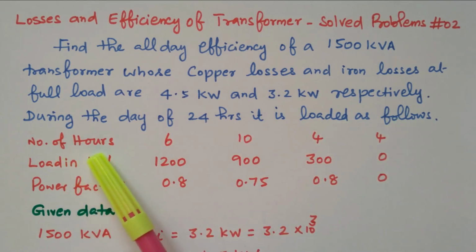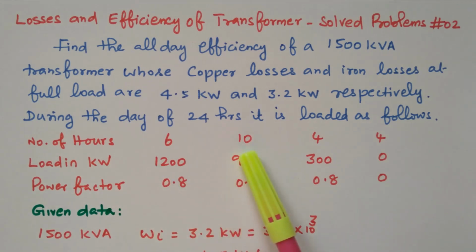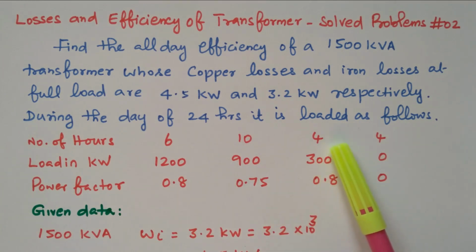The table gives the number of hours, load in kilowatt, and power factor. For 6 hours, the load is 1200 kilowatt with power factor 0.8. For 10 hours, the load is 900 kilowatt and the power factor is 0.75. For 4 hours, the load is 300 and the power factor is 0.8. For another 4 hours, there is no load and no power factor. So this is the data given for the entire 24 hours. By adding these, we get 24 hours.